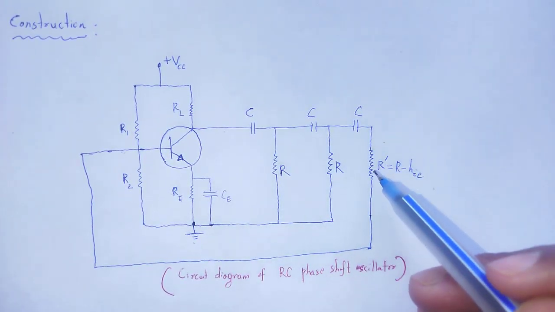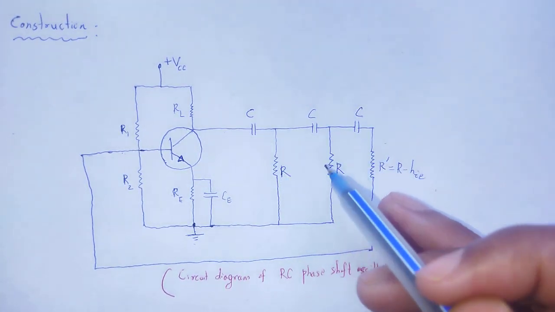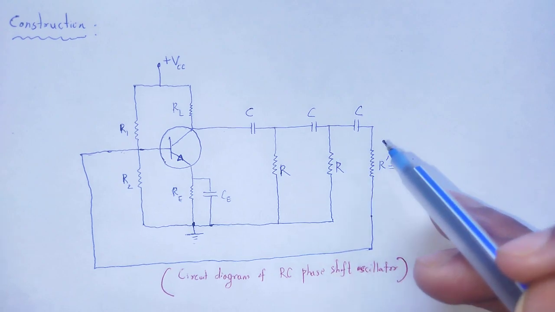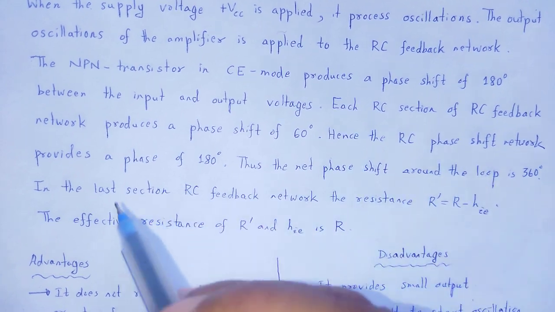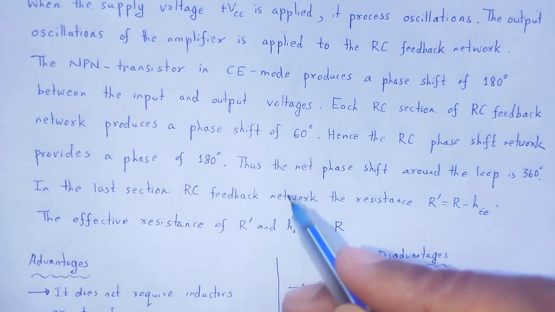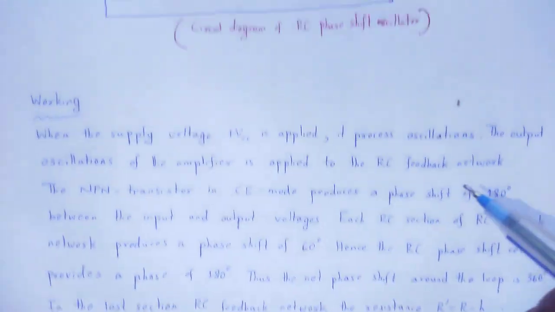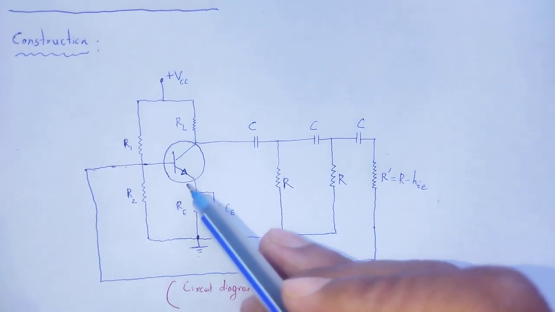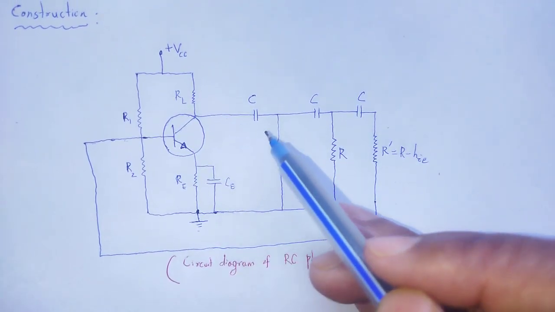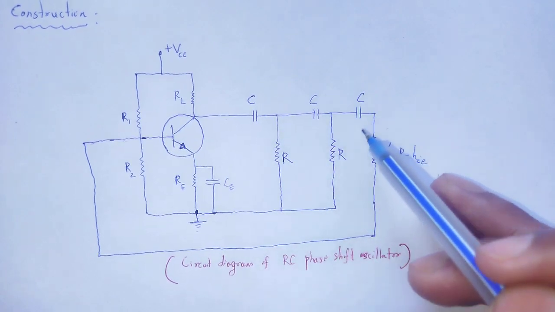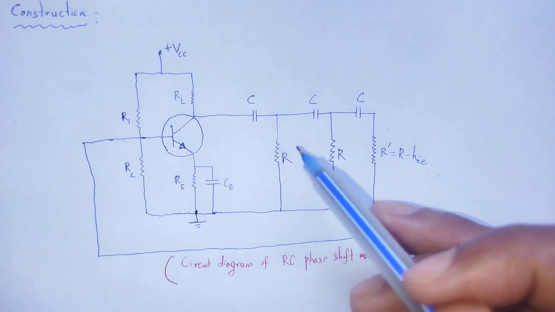As we take 3 RC networks, the total phase shift from this RC network is 180 degrees. Hence the RC phase shift network provides a phase shift of 180 degrees. Thus the net phase shift around the loop is 360 degrees. Here the phase shift by the transistor is 180 degrees plus the phase shift from the RC network, again 180 degrees. The total phase shift is 360 degrees.